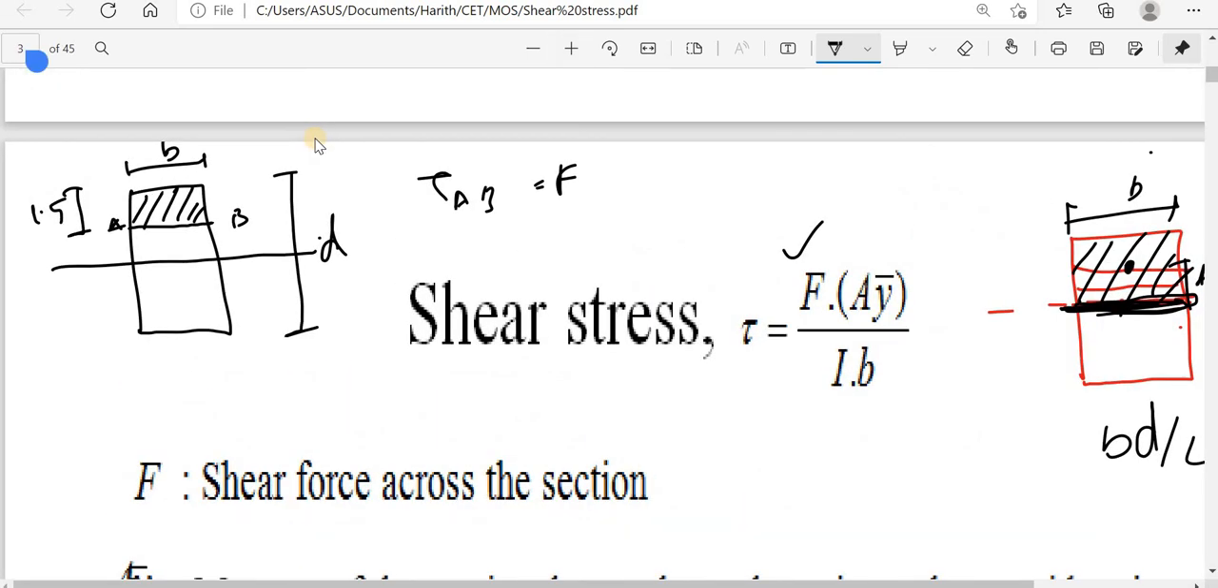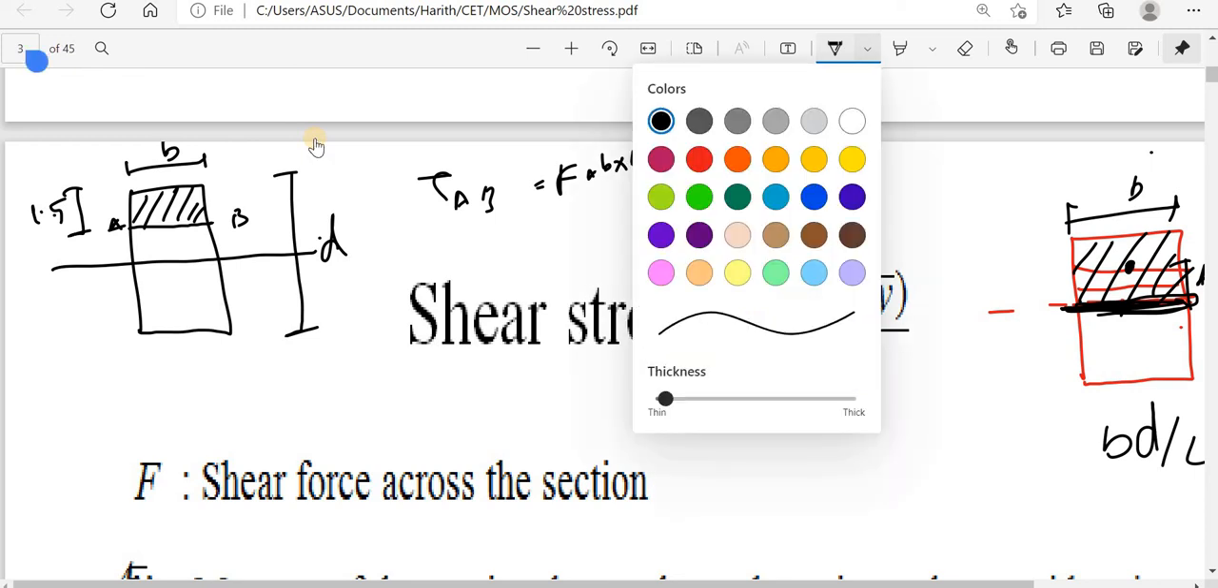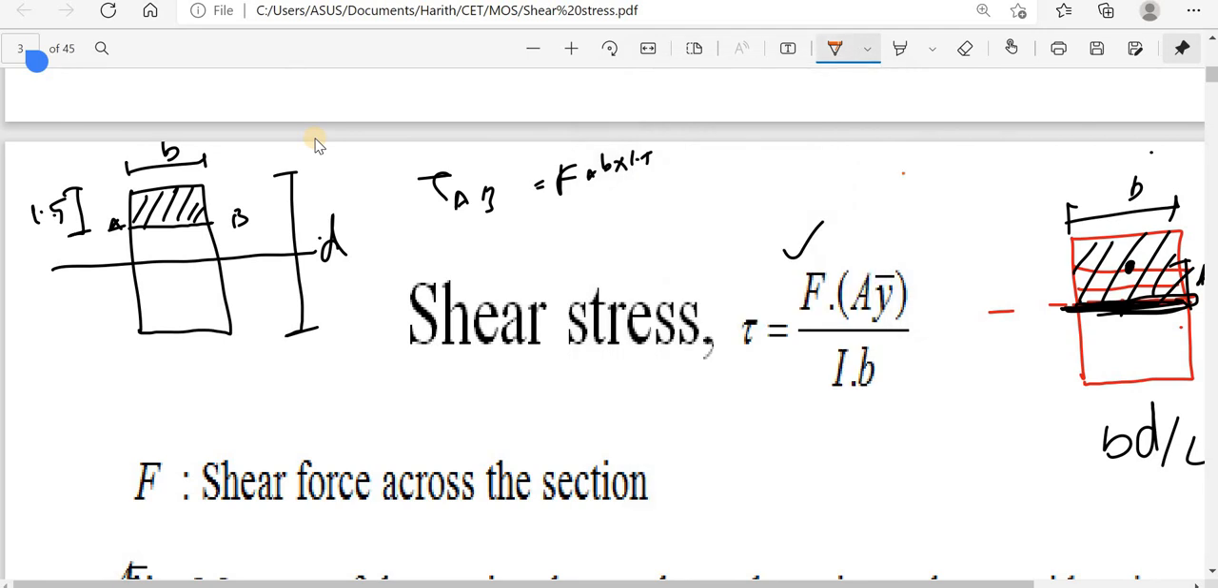And so what will be the area? Area will be B into 1.5. Then what is y bar? Y bar means it is the centroid distance of this area. Where will be the centroid? It will be at this center. This centroid to the neutral axis, this is y bar.